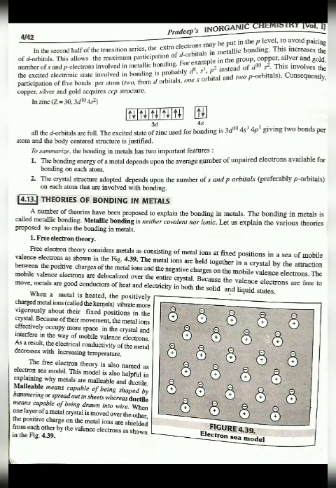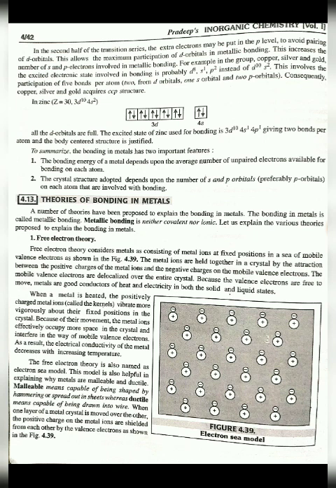In the second half of the transition series, the extra electrons may be put in the p level to avoid pairing of d orbitals. This allows the maximum participation of d orbitals in metallic bonding. This increases the number of s and p electrons involved in metallic bonding. For example, in the group copper, silver, and gold, the excited electronic state involved in bonding is probably d8 s1 p2 instead of d10 s2. This involves the participation of 5 bonds per atom, 2 from d orbitals, 1 s orbital, and 2 p orbitals.